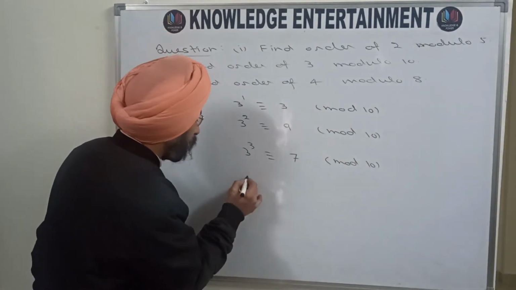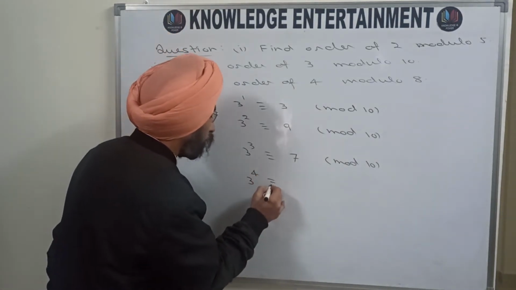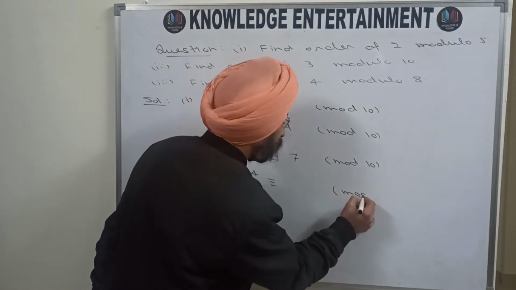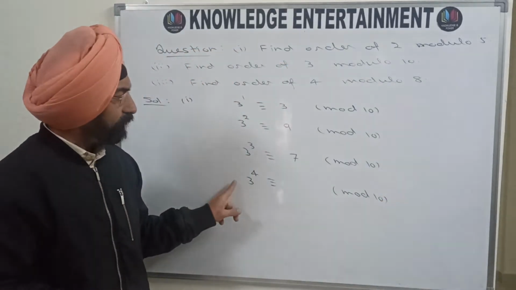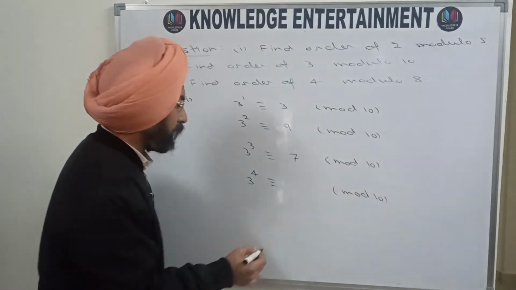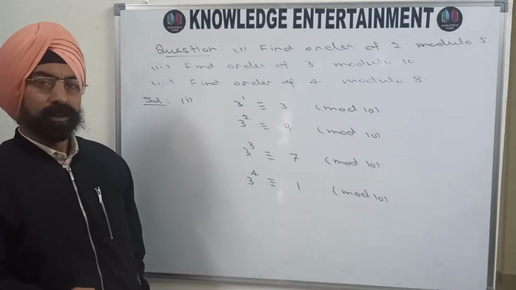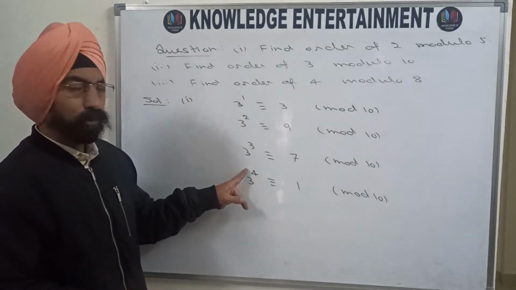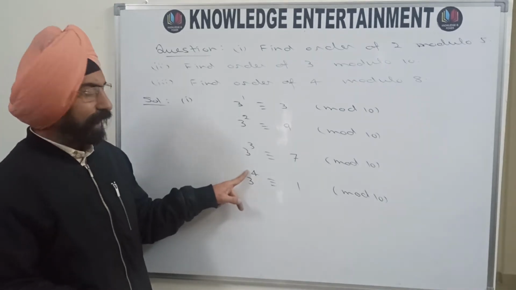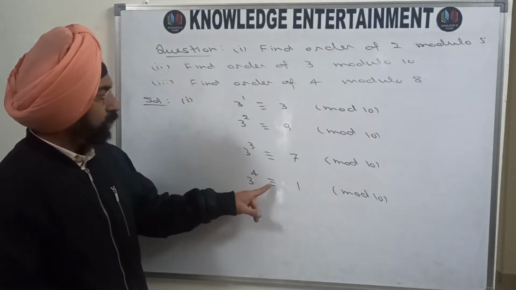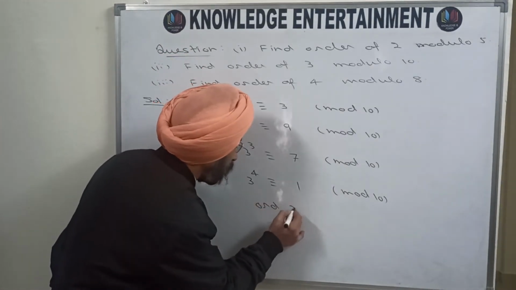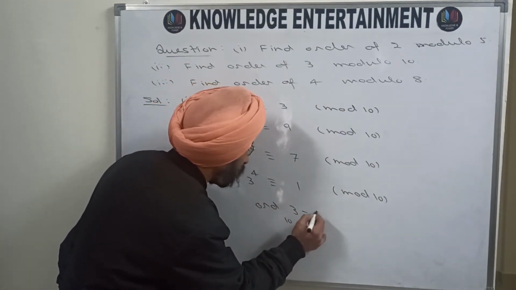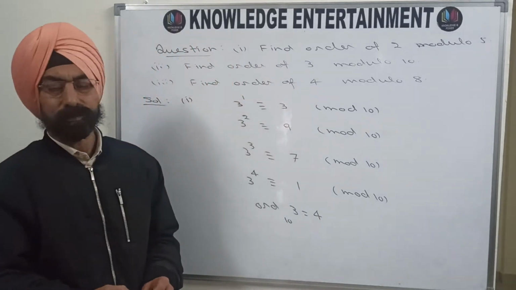Move ahead. 3 raised to the power 4 congruent to what modulo 10? 3 raised to the power 4 is 81. 81 when divided by 10 will give you remainder 1. So once again 4 is the smallest positive integer such that 3 raised to the power 4 is congruent to 1 modulo 10. That means order of 3 modulo 10 is also 4.